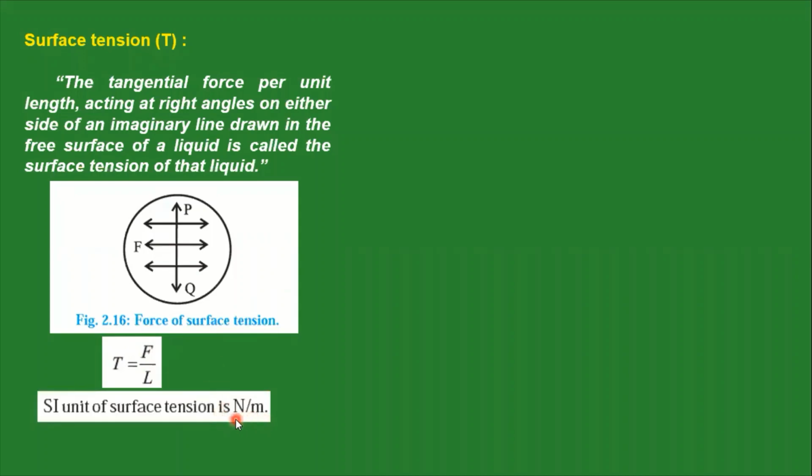Now you can write the unit for surface tension. Unit of force is Newton, unit of length is meter. So Newton per meter is the unit. Dimension we can find out. So dimension is L0 M1 T minus 2.